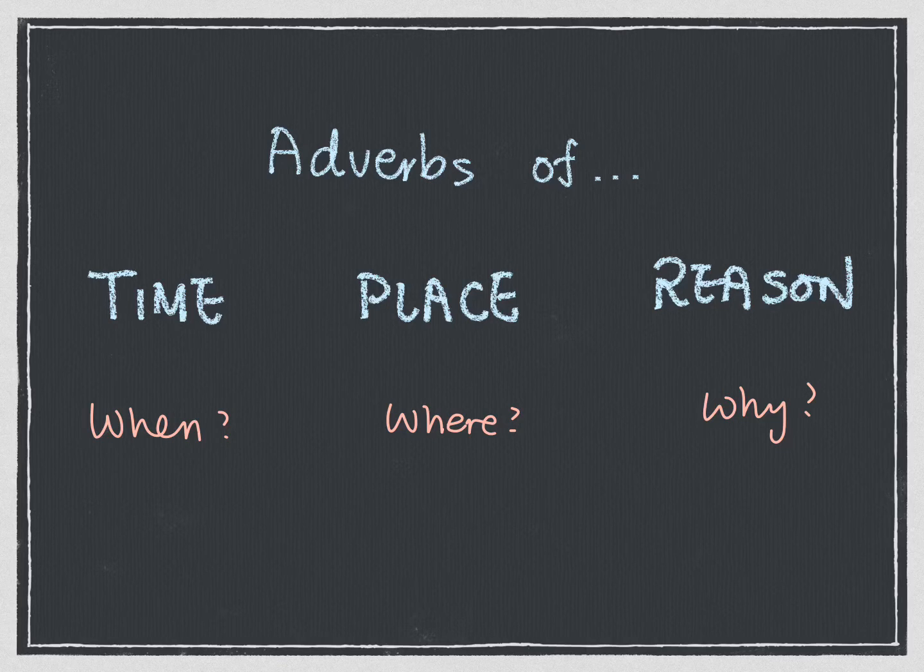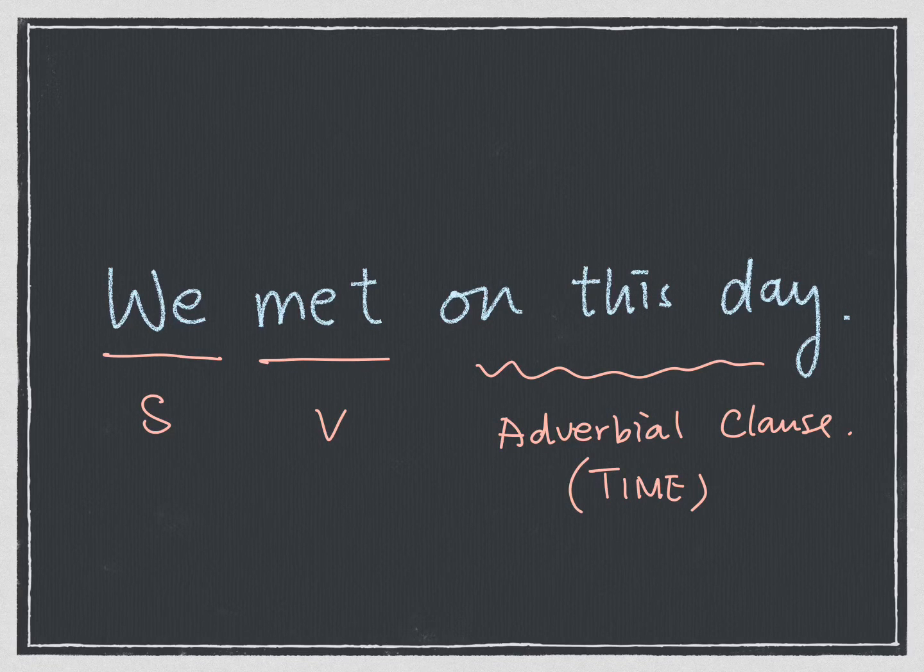And if we want to use a double-H word to talk about time, that would be when. If we want to use a double-H word to talk about place, that would be where. And if we want to use a double-H word to talk about reason, that would be why. And so if we want to replace adverbs of time, place, and reason, we'll use the relative adverbs when, where, and why.